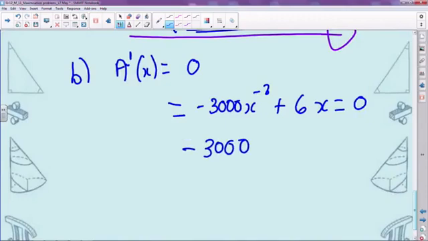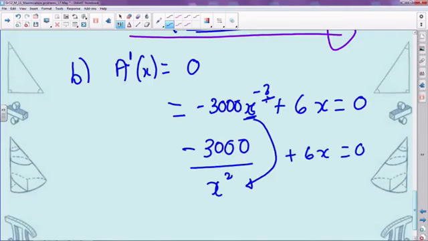So it's minus 3,000 over x squared. What am I doing there? I want to work with the positive exponent for x, so I've changed its position. I've moved it from the numerator to the denominator. So it's minus 3,000 over x squared plus 6x is equal to 0.